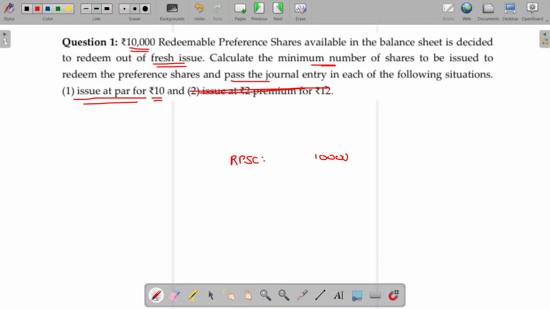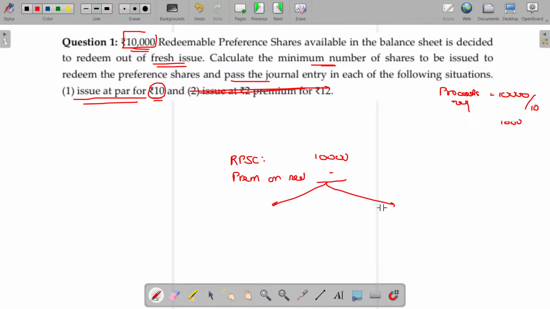What is the proceeds per share? If the share is issued at par, the face value will be the proceeds. 10 rupees is the proceeds. What are the proceeds required here? Proceeds required: 10,000 rupees. You need 10,000 rupees by issuing the shares. For every share you will be getting 10 rupees, meaning 1000 shares are to be issued. Are you having any premium on redemption in this case? No premium on redemption.